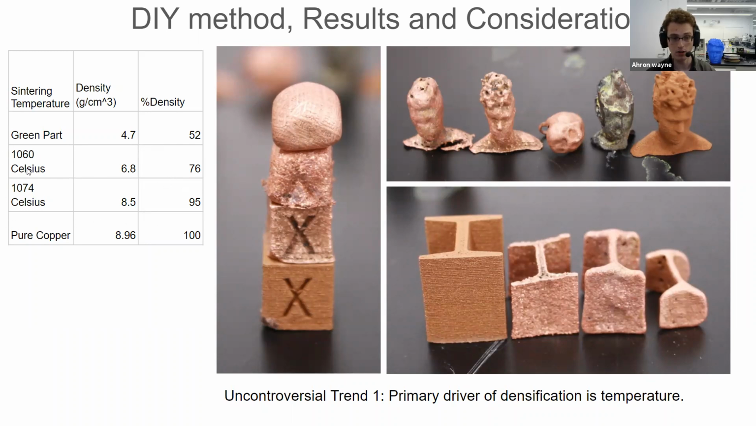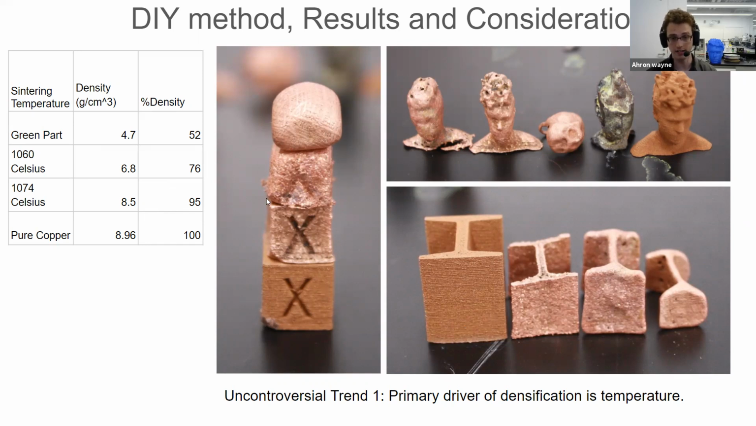Whereas if I heat it up more, not much more, but let's say 1074 Celsius as opposed to 1060, I can get up to 95% density, but my part shape really suffers. And so this isn't actually a hard limit. In industry, you can get more dense parts without this warping.